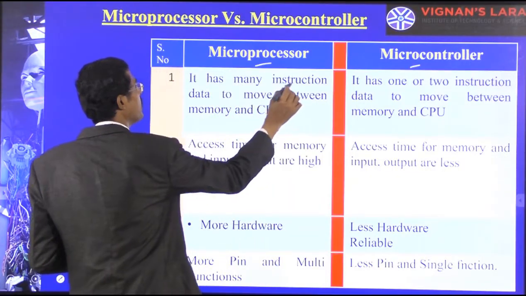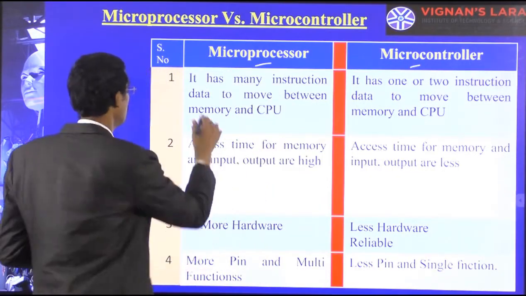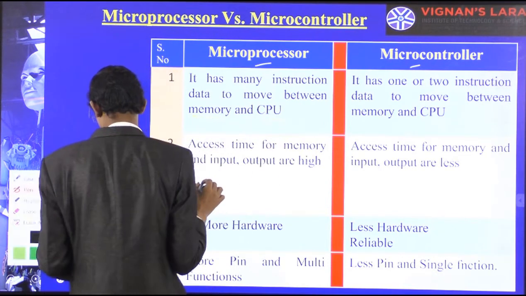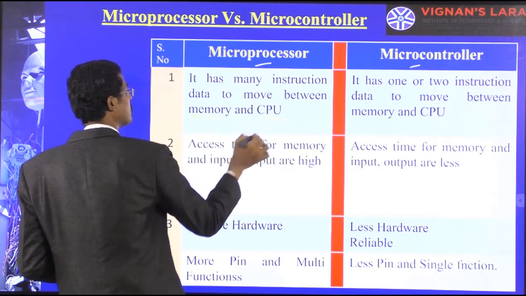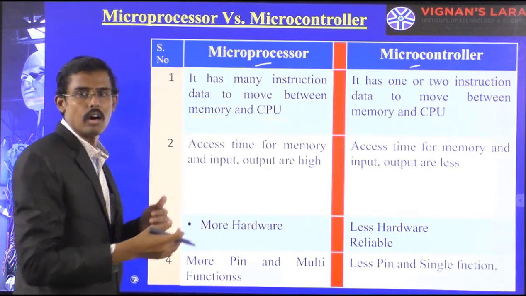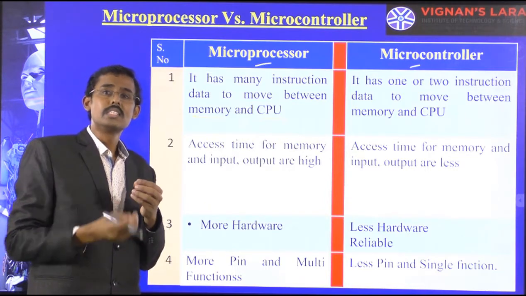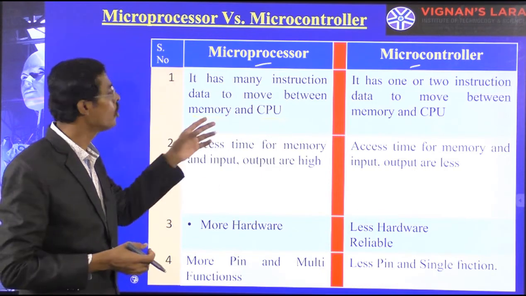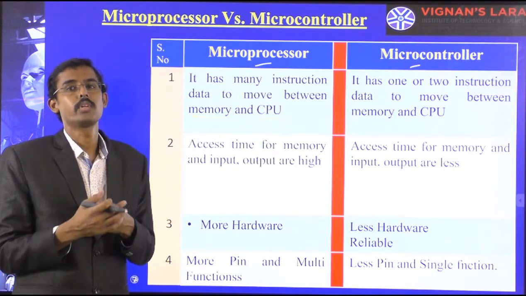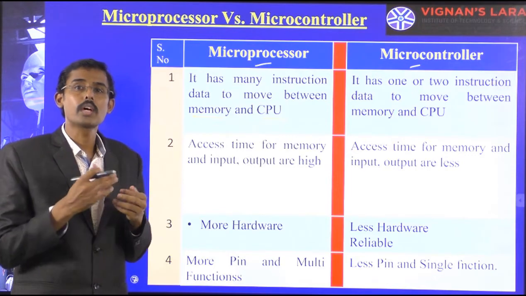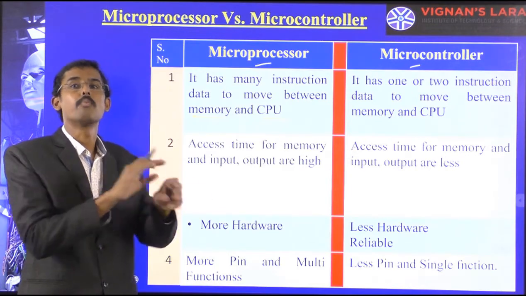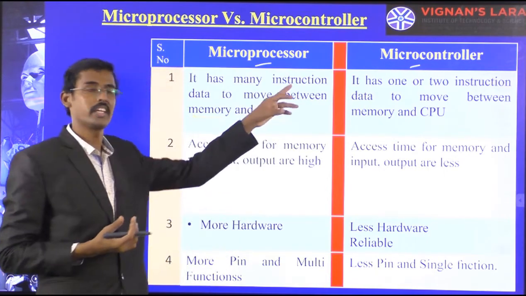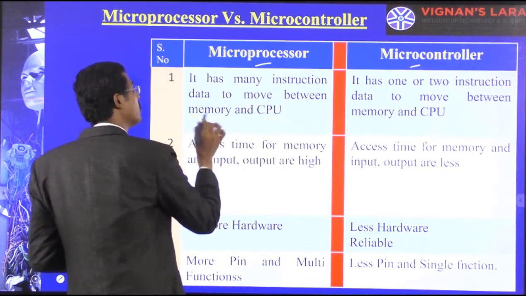It has many instructions, with data to move between memory and the CPU. Here we can use unlimited memory, or otherwise we can change the amount of RAM. Therefore it has more memory like a computer, and we can reprogram and operate multiple programs. Therefore it has many instructions, many programs, and data to move between memory and the CPU.